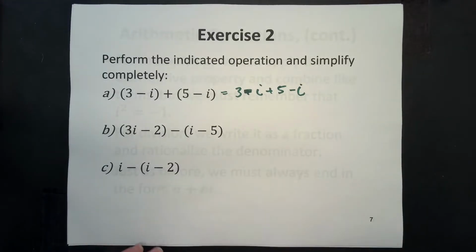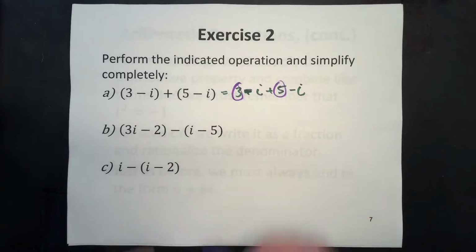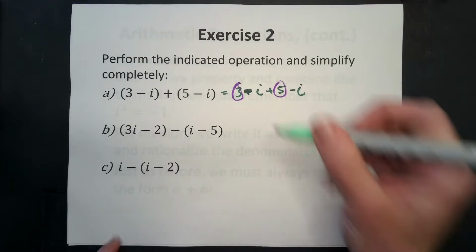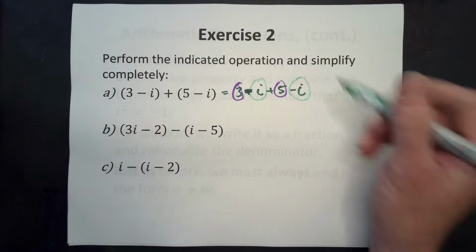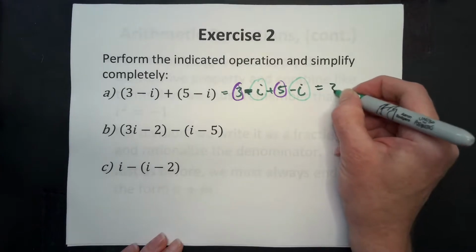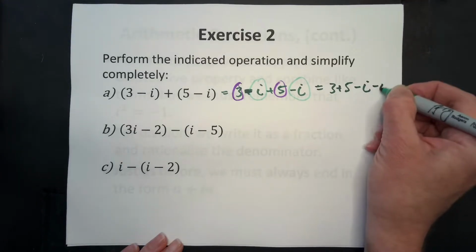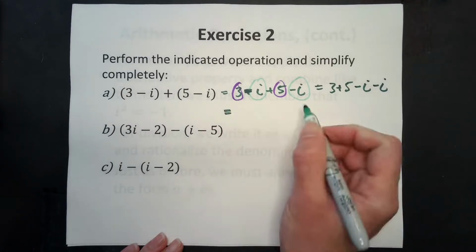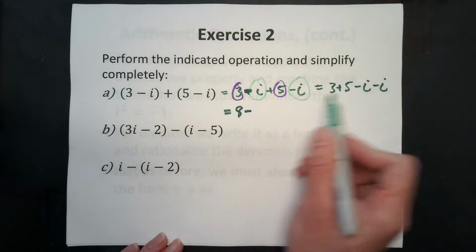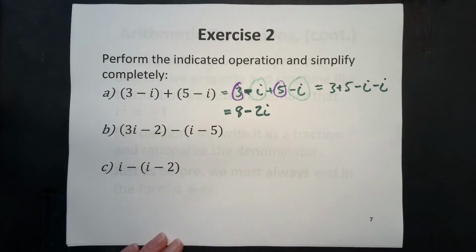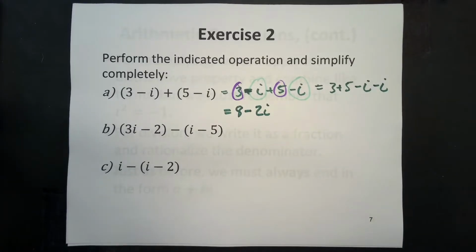I don't need to distribute that negative. We're going to gather the real numbers here and then the imaginary parts together here. And so that's going to give me 3 plus 5 minus i, and I can combine those to give me 8 plus, or actually minus 2i. And that would be our answer there. We have a real part and an imaginary part.